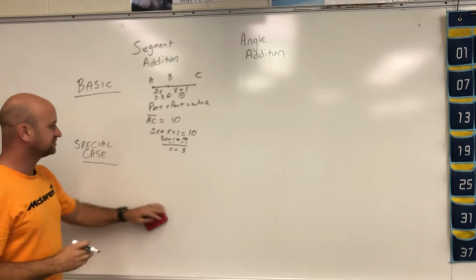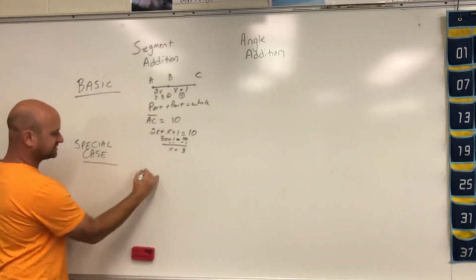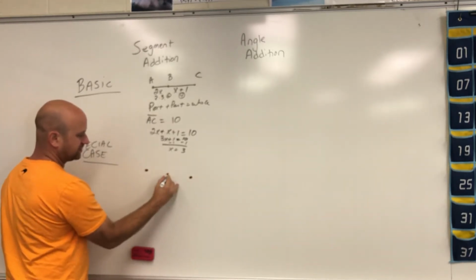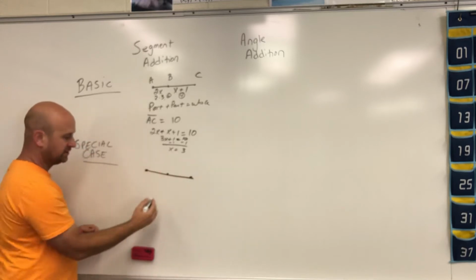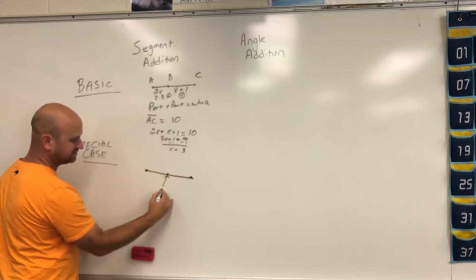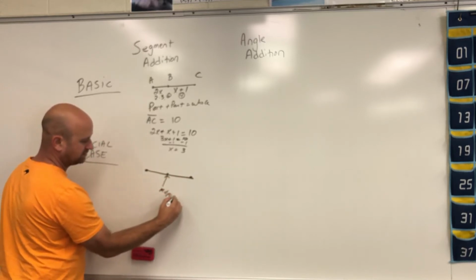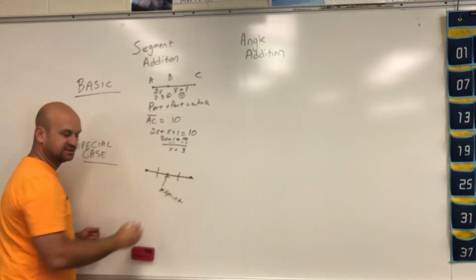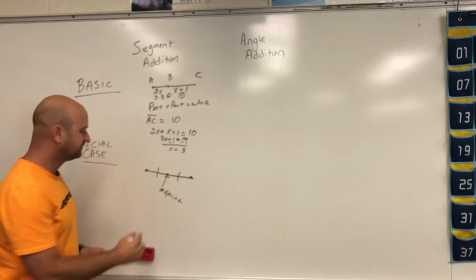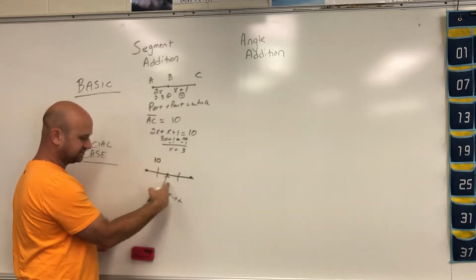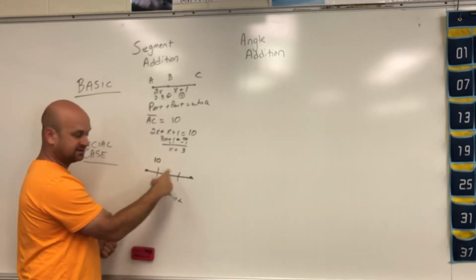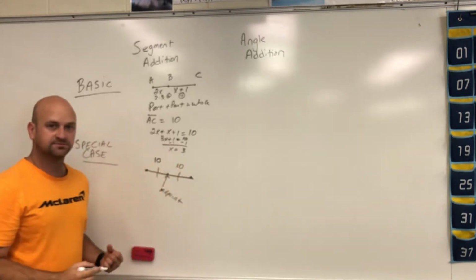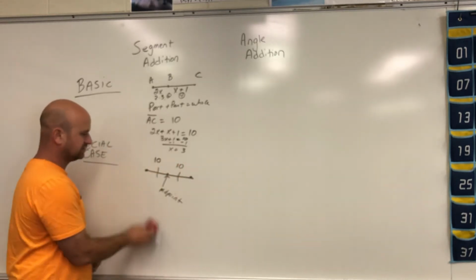Here's a special case. If we have a segment and it's broken up like so, and they tell you that this point is a midpoint, what that means is that the segment on the left is equal to the segment on the right. In a very simple example, if this is 10, then this has to be 10 as well. I think most students will understand that.